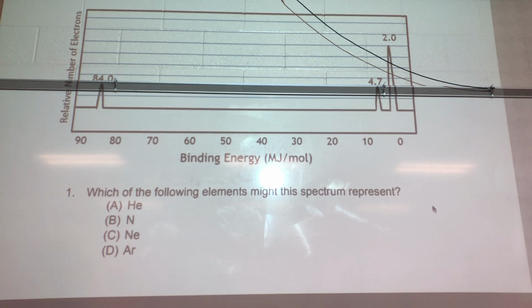Any questions about, by the way, the abbreviation for photoelectron spectroscopy is PES. Yeah, it's kind of a mouthful. Any questions about these spectrums?